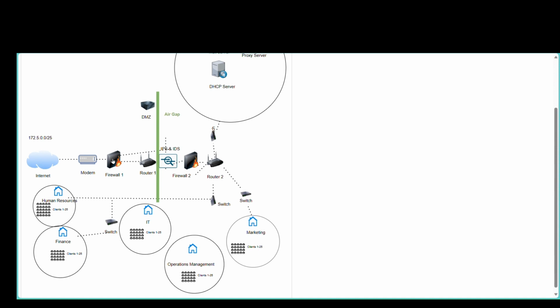As you can see, I have two firewalls. The firewalls operate to manage traffic while also filtering and blocking out any unwanted traffic.